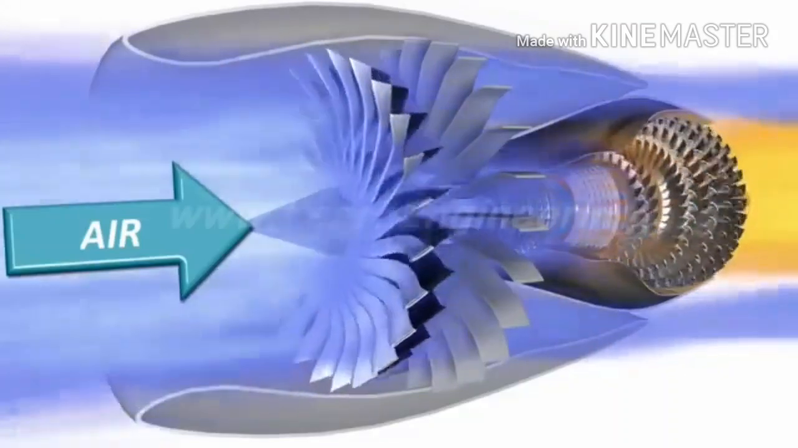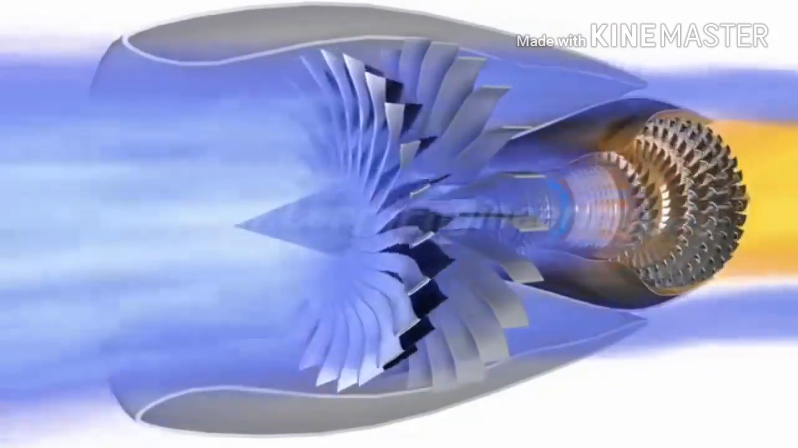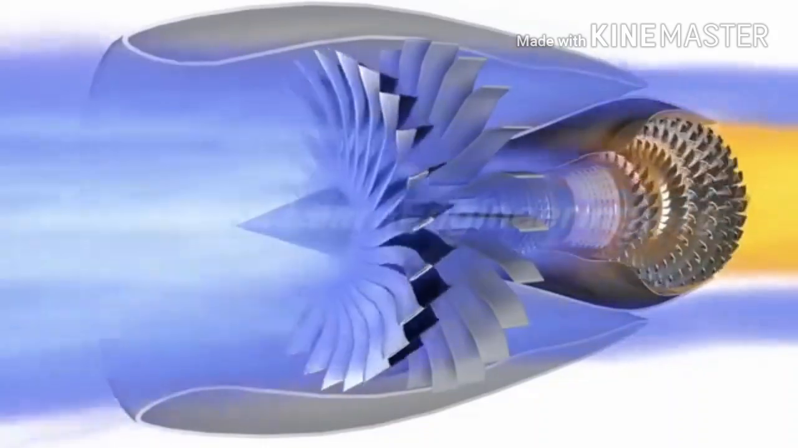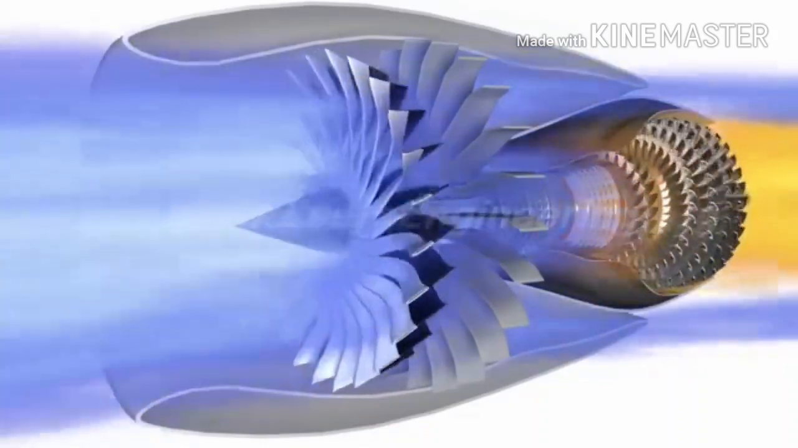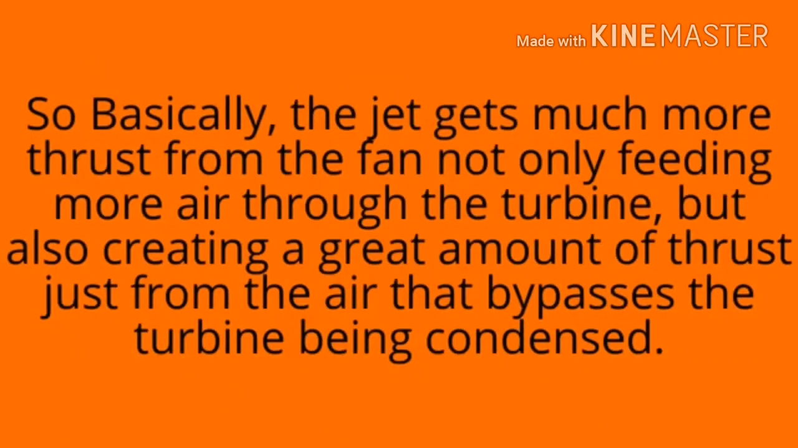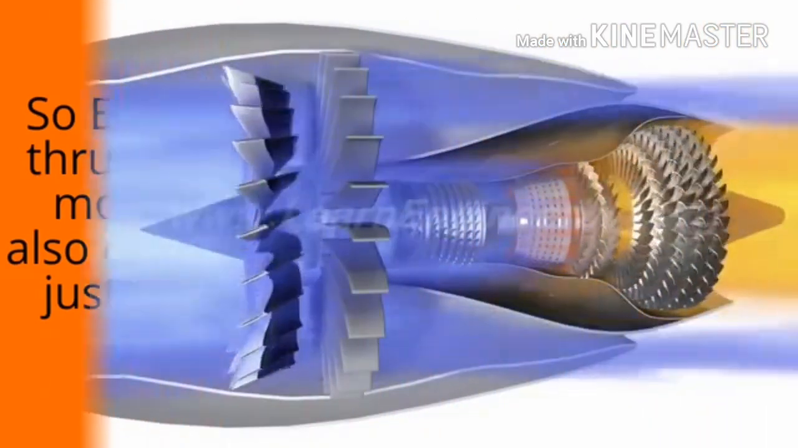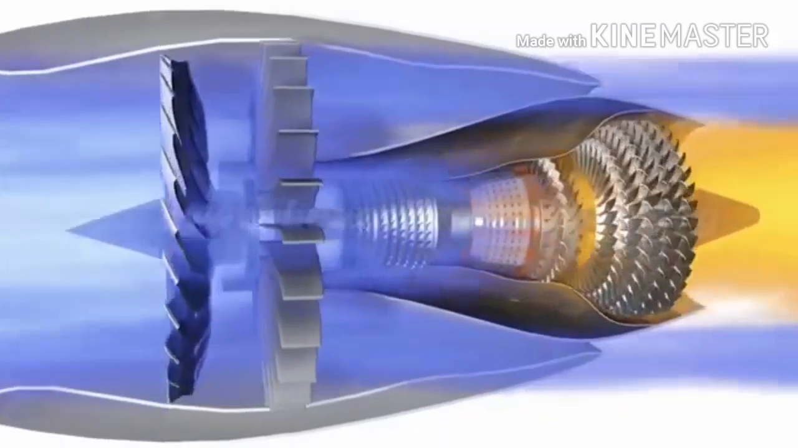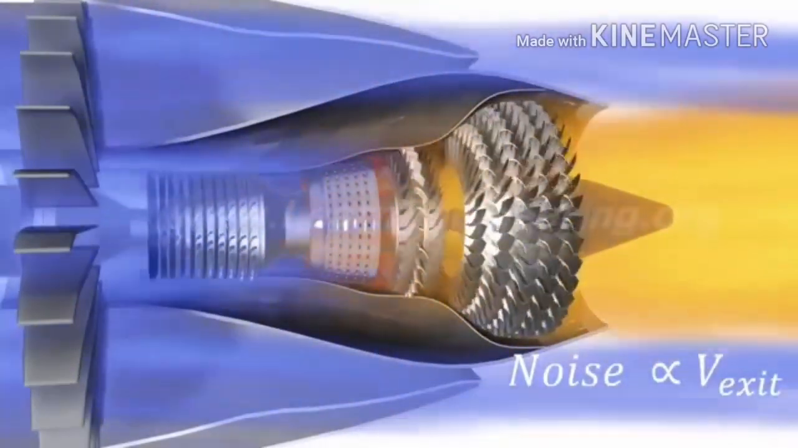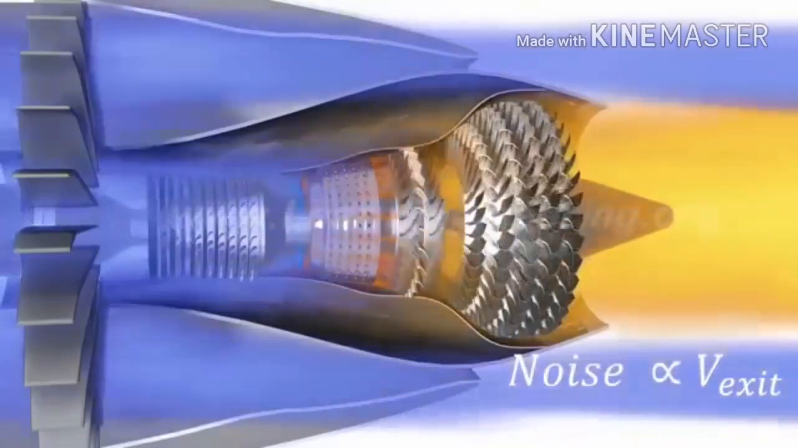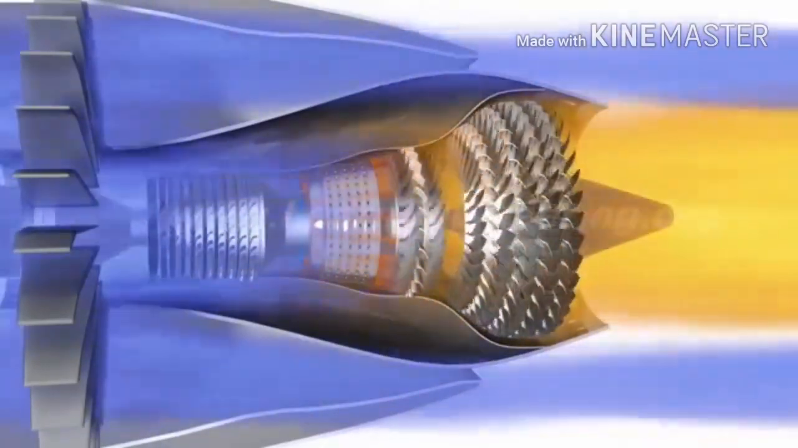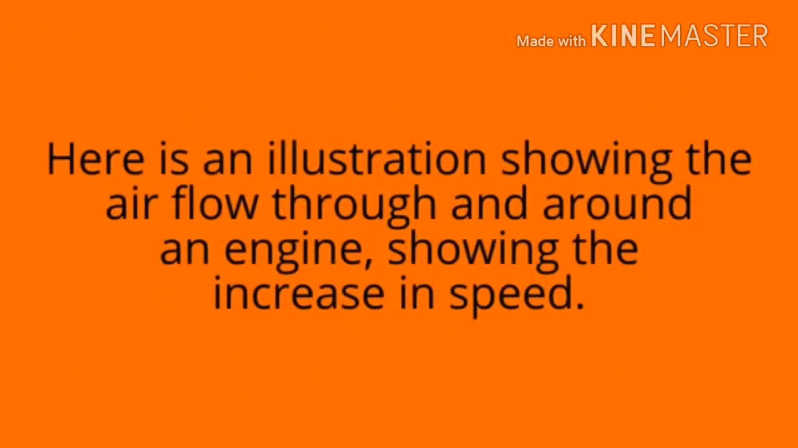The air flows 90% through the bypass duct. The turbofan increases thrust due to its capability of sucking air. Basically, the jet gets much more thrust from the fan, not only feeding more air through the turbine but also creating a greater amount of thrust just from the air that bypasses the turbine being condensed. The noise level is reduced drastically in this engine compared to the turbojet engine, where the cool air is being condensed with the hot air, which is reducing the velocity thrust.